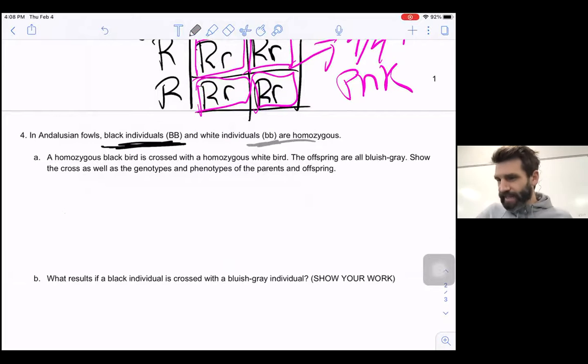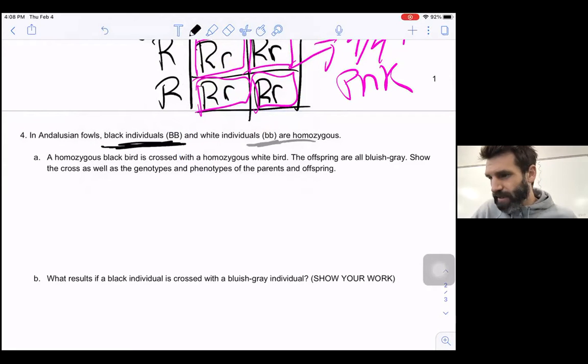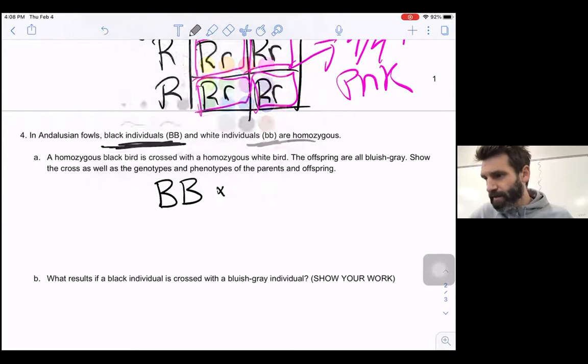And it's saying, okay, so let's just take a look at this. A homozygous black bird is crossed with a homozygous white bird. So let's just, I'll use the colors to begin with. So big B is crossed with little b. And all the offspring are bluish gray. Show the cross as well as the genotypes and phenotypes of the parents and offspring.